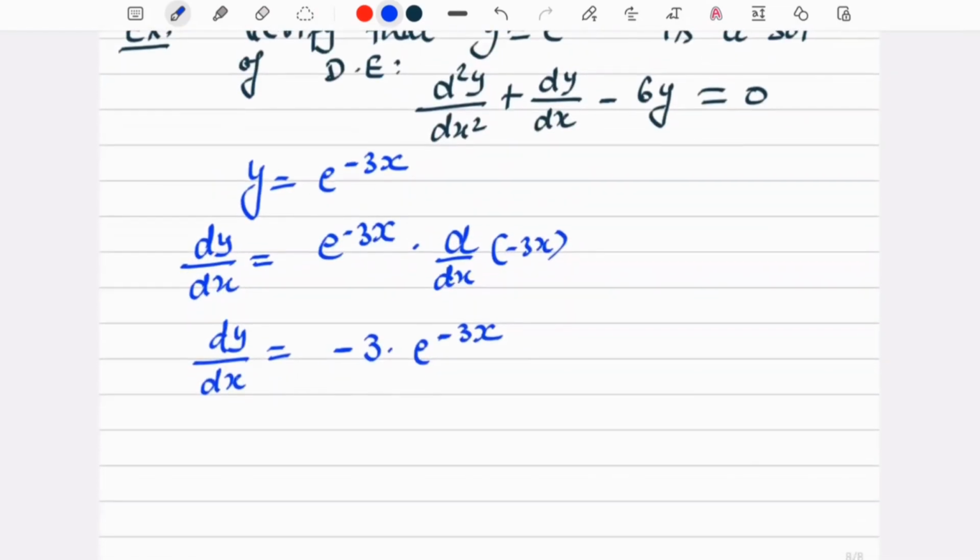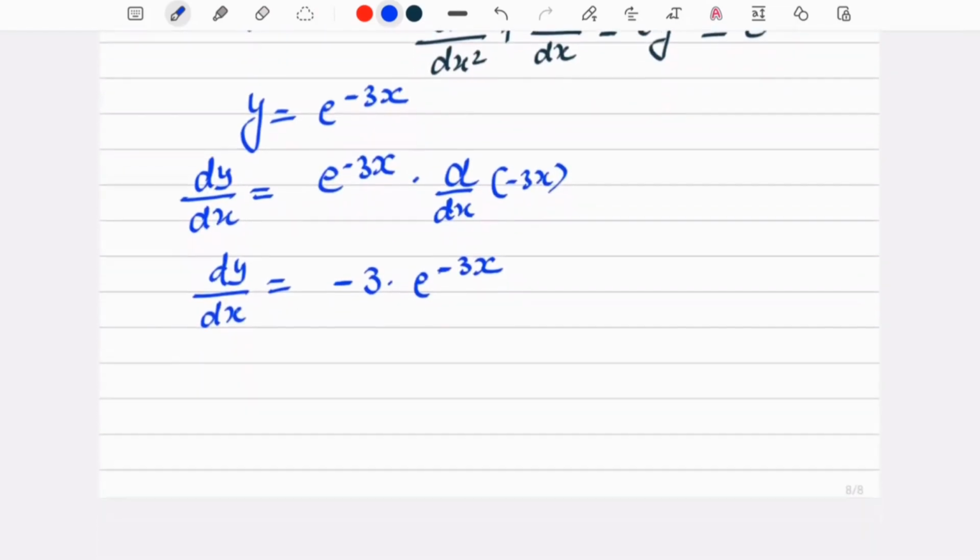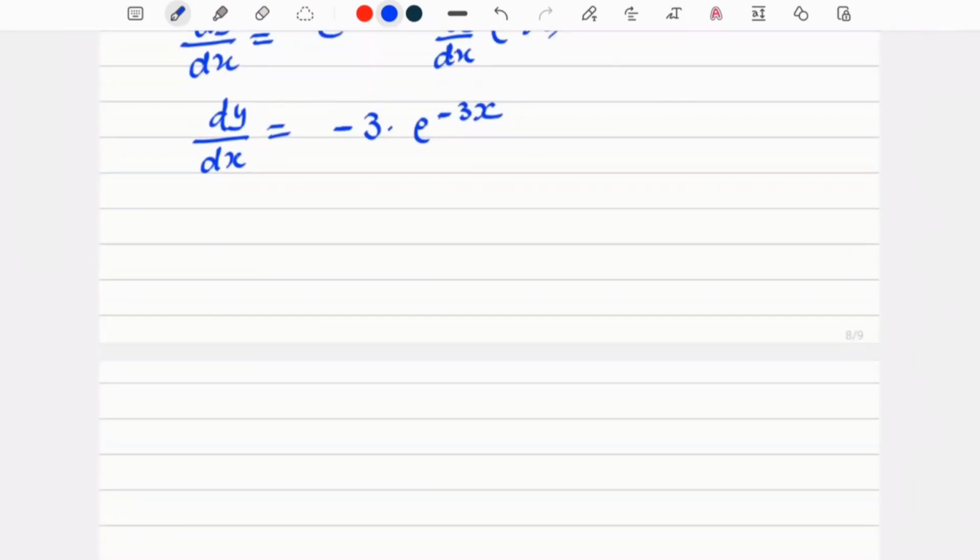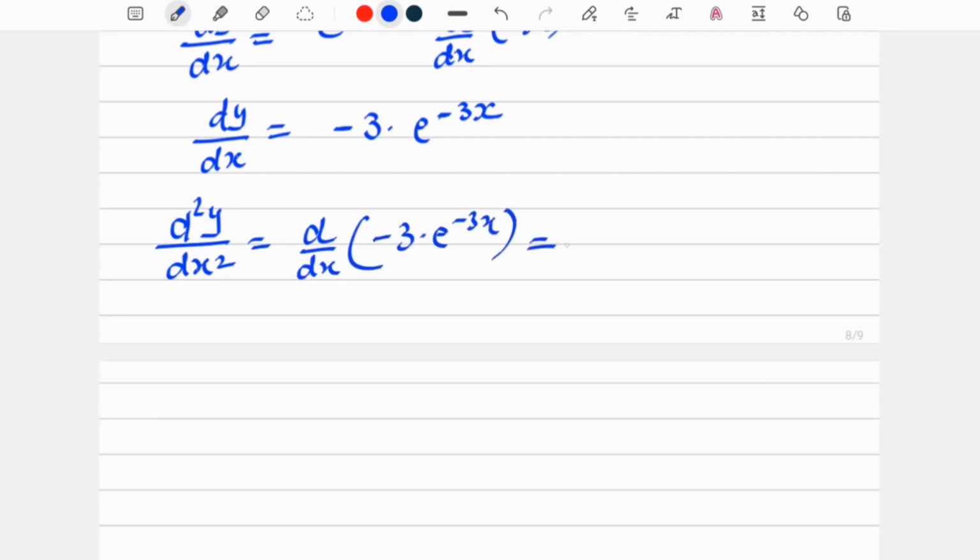Another requirement for me is d square y by dx square. So I will calculate d square y by dx square, and it will be d by dx of dy by dx, that is d by dx of minus 3 times e raised to minus 3x, and it will be minus 3 times d by dx of e raised to minus 3x. Do you know that the constant will be outside of the differentiation?